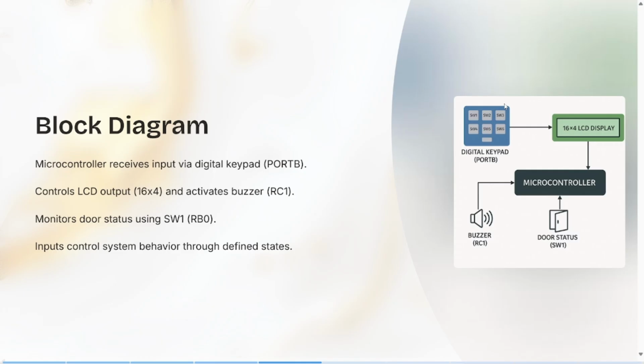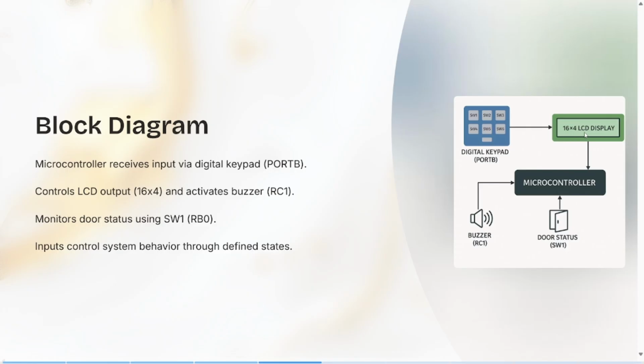Now, the block diagram of the project we can see on the slide. The hardware block diagram consists of digital keypad SW1 to SW6, a 16x4 LCD display, which is connected to port D of the microcontroller for displaying status and prompts. The buzzer is connected to RC1 for sound alerts. A door switch SW1 is on RD0. The PIC16F877A microcontroller is the brain of the system.